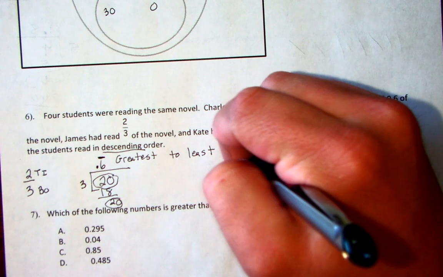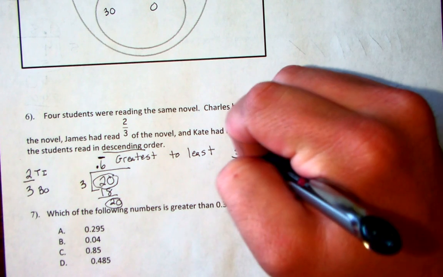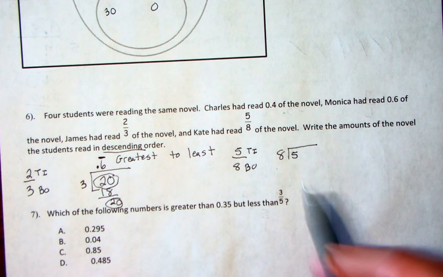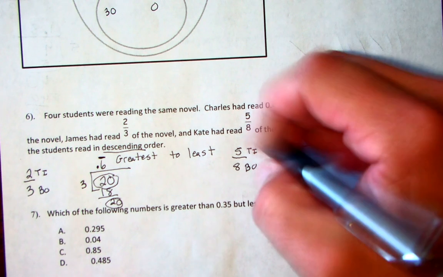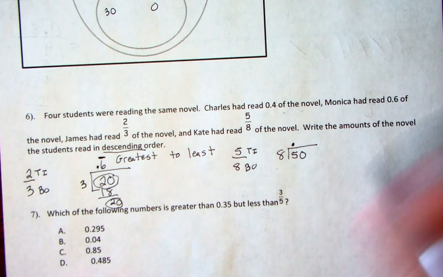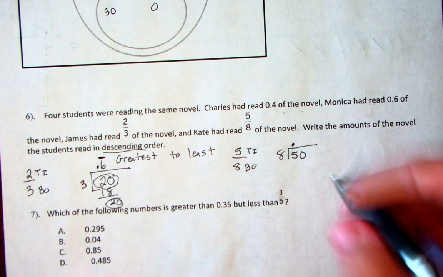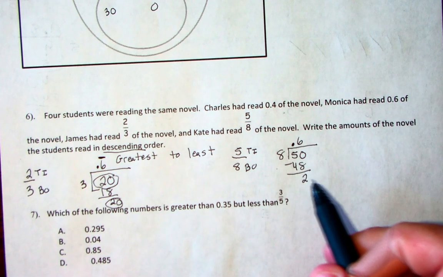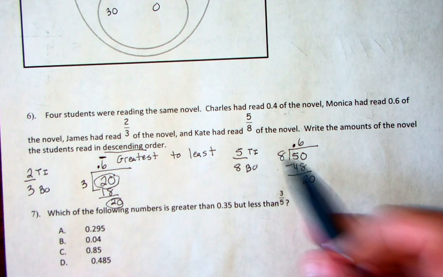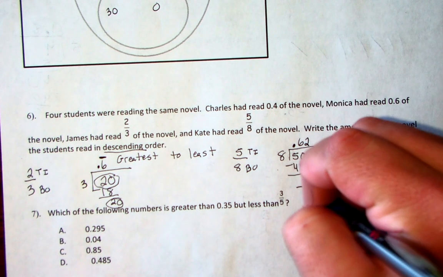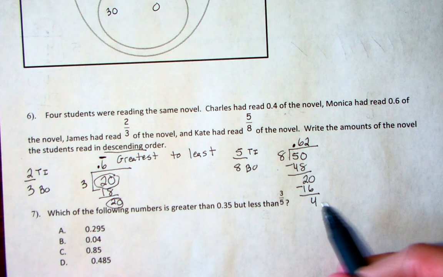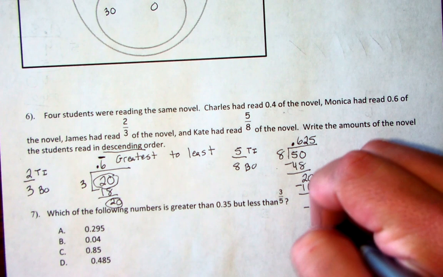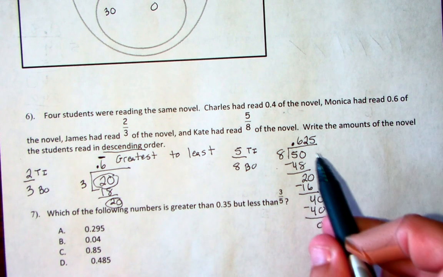5/8. Again, top in, bottom out. Can 8 go into 5? No, it cannot. Decimal, 0. Can 8 go into 50? Yes, it can, 6 times. Since I have a remainder, add a 0. 8 can go into 20 2 times. Again, since I have a remainder, add a 0. 8 can go into 40 5 times. No remainder, so that's done.